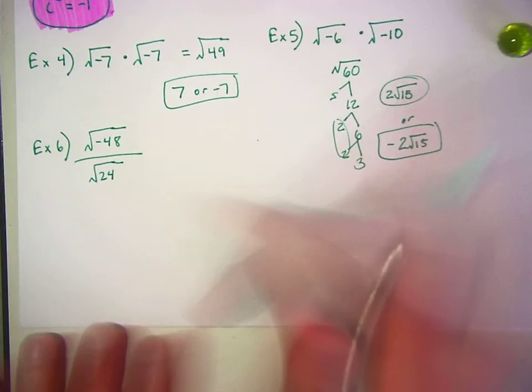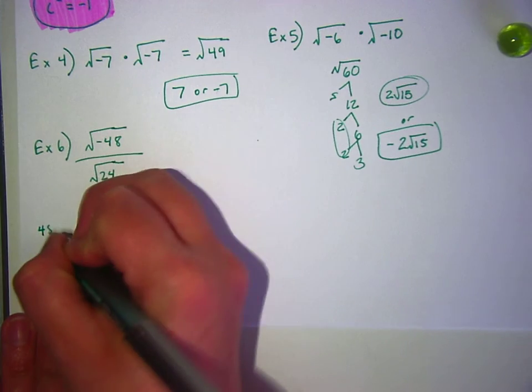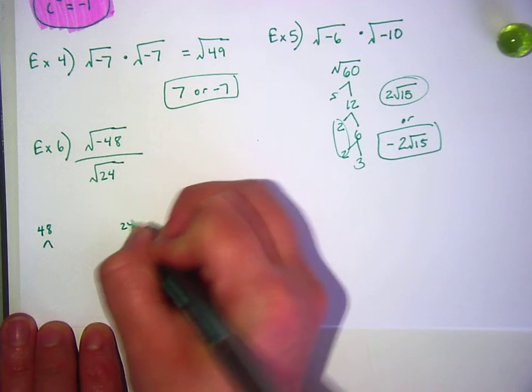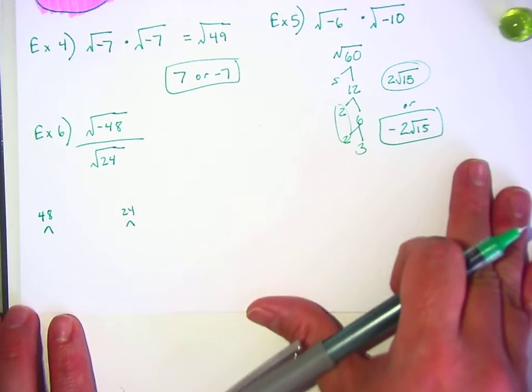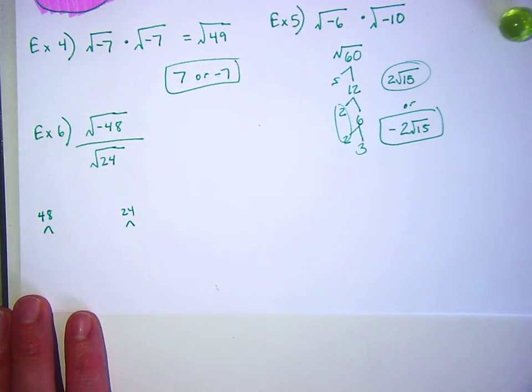So I'm going to do my work down here a little bit. So let's see, I'm going to break down 48 and I'm going to break down 24. Yes? Why can't you just do what you did with the multiply and just do it together and it'll be 2?